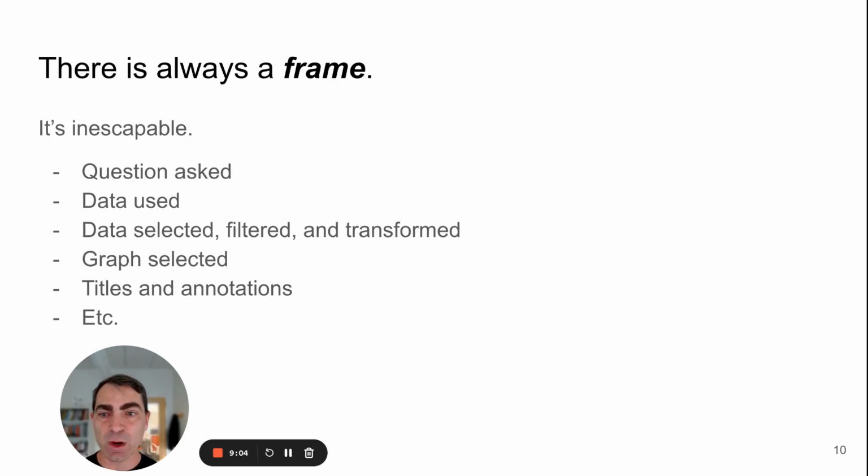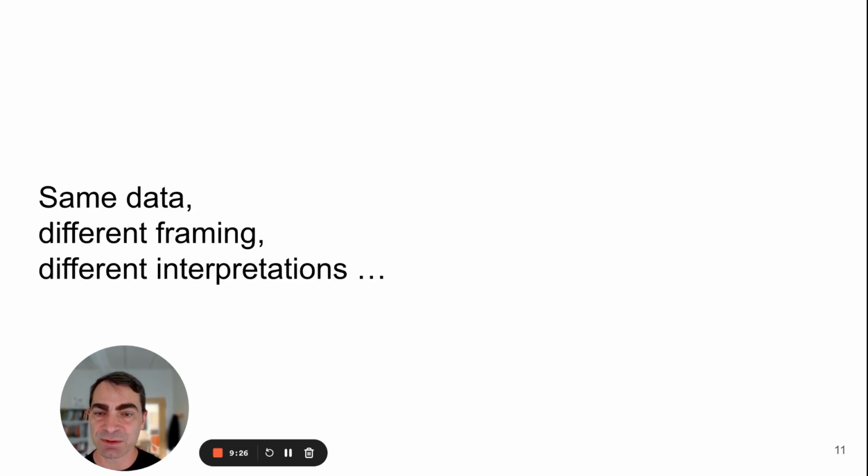You will have to ask some specific questions. You will have to use some specific data sets. You will have to use some selection, some filtering, some transformation. You will have to choose what graphs or visual representations to use, what titles and annotations, and so on. So every time you do these things, you decide to use a specific frame. So it's inescapable.